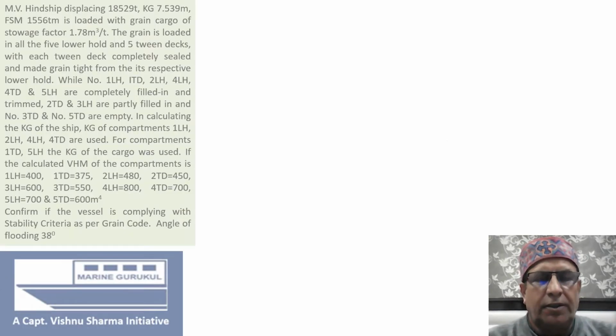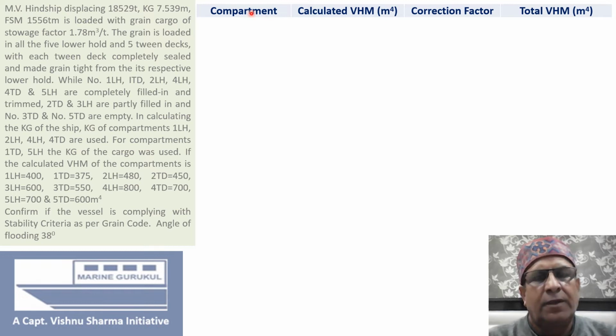Now we shall use the information in the question to calculate the assumed volumetric heeling moment and then calculate lambda 0 and lambda 40. For assumed volumetric heeling moment, since the question looks a little complex, we can use a table like this if we so desire. Compartment, calculated volumetric heeling moment, which in this case is given in the question. The correction factor. Now this terminology does not exist in the grain code. What does it mean? How do we convert calculated volumetric heeling moment to total volumetric heeling moment of that compartment?